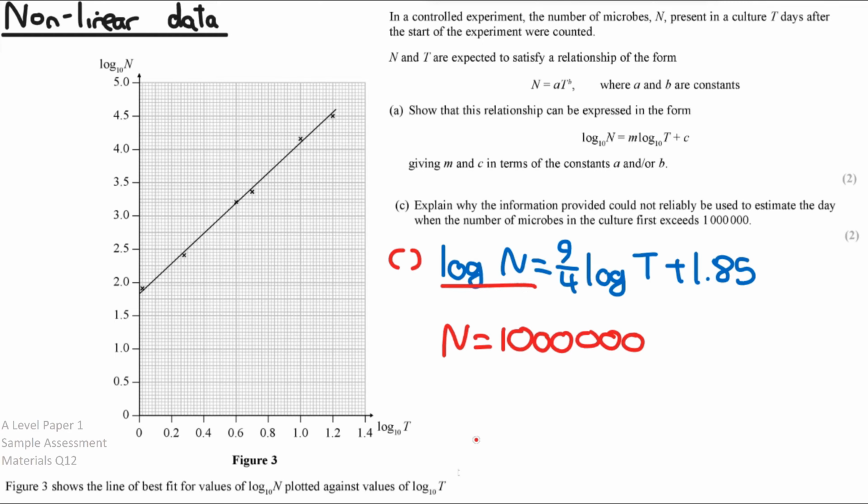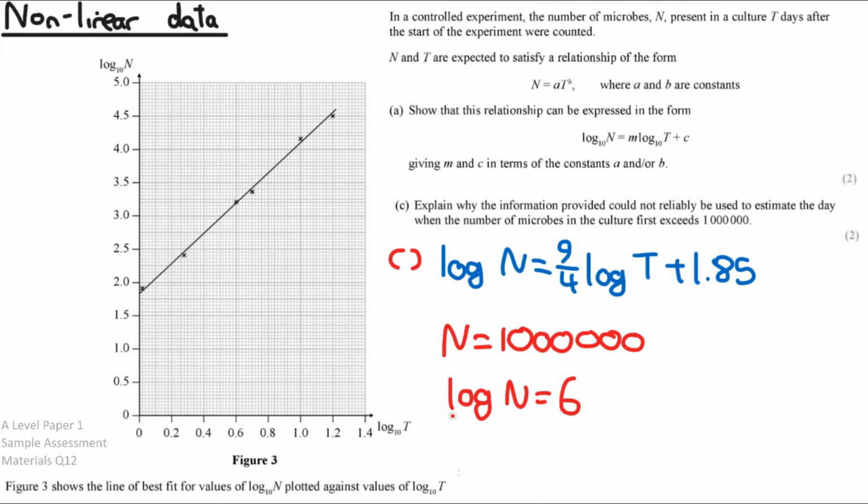So therefore, if we convert to this graph, log of n is going to be equal to log of 1 million, which is equal to 6. So we need to show why this model does not work to predict when log n is equal to 6. And the reason is because, see, these are the real data, these are the values that are actually plotted, and these are the only values that are plotted.